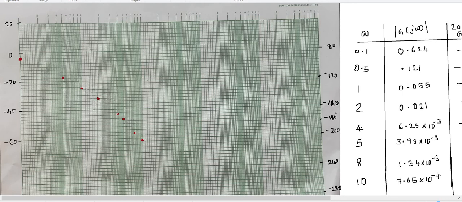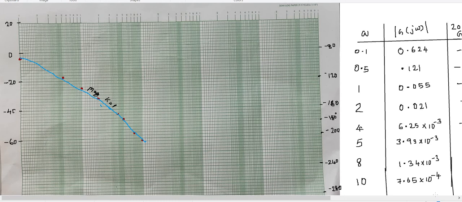When you draw a continuous plot through these points, this is the magnitude plot when the value of K is equal to 1.